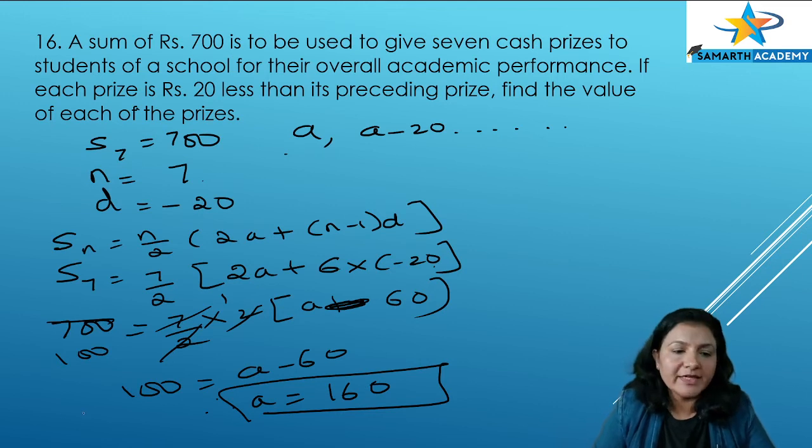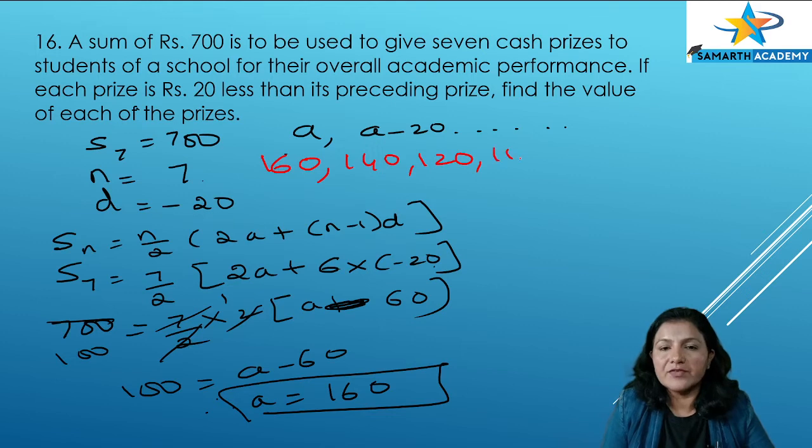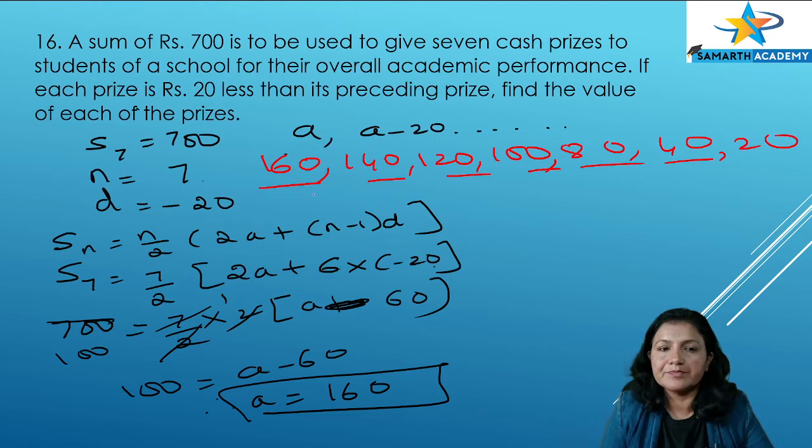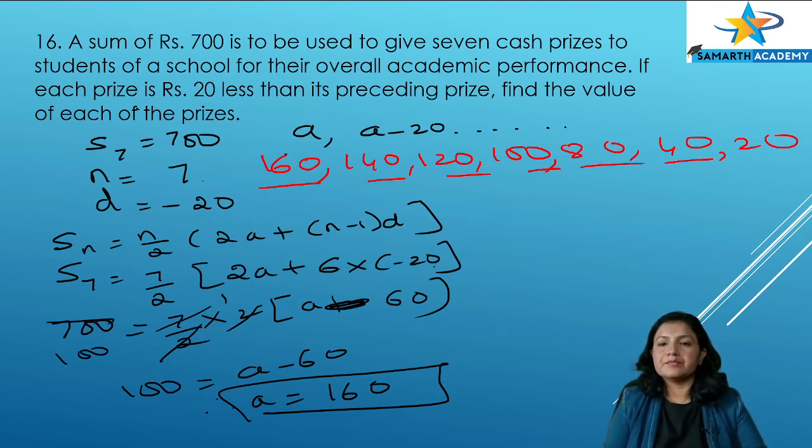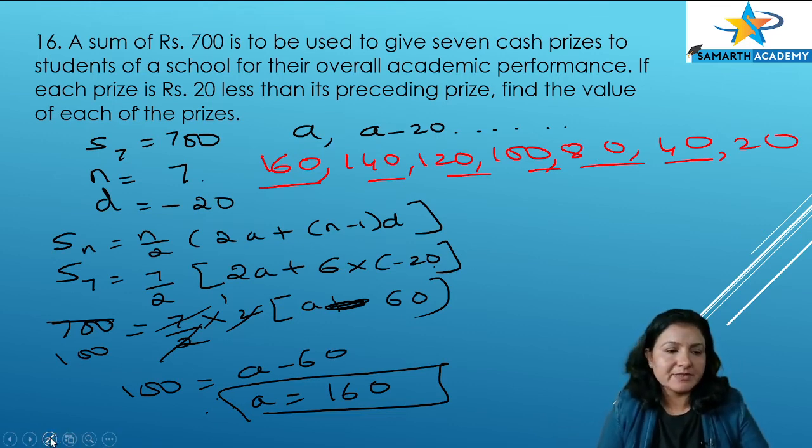Now, when we get the first term, we can find the other terms. So, first term is 160. Next term will be 20 less, that is 140, 120, 100 and 80, 60, 40. So, he's asking for 7 terms, 1, 2, 3, 4, 5, 6 and 7. Okay, so these are the prizes.